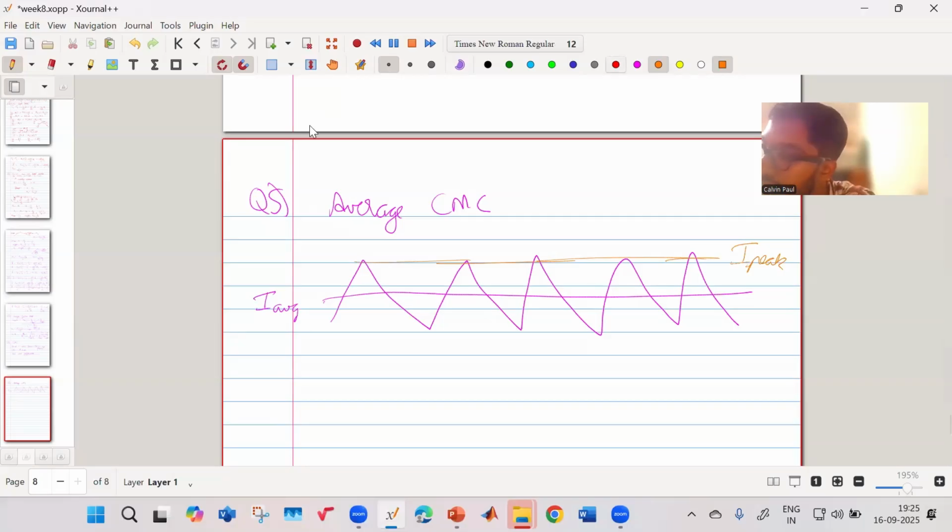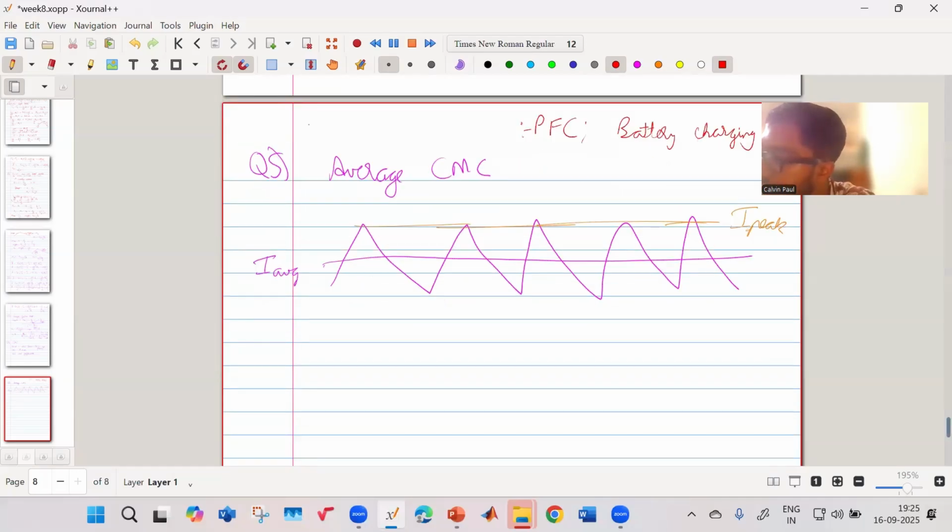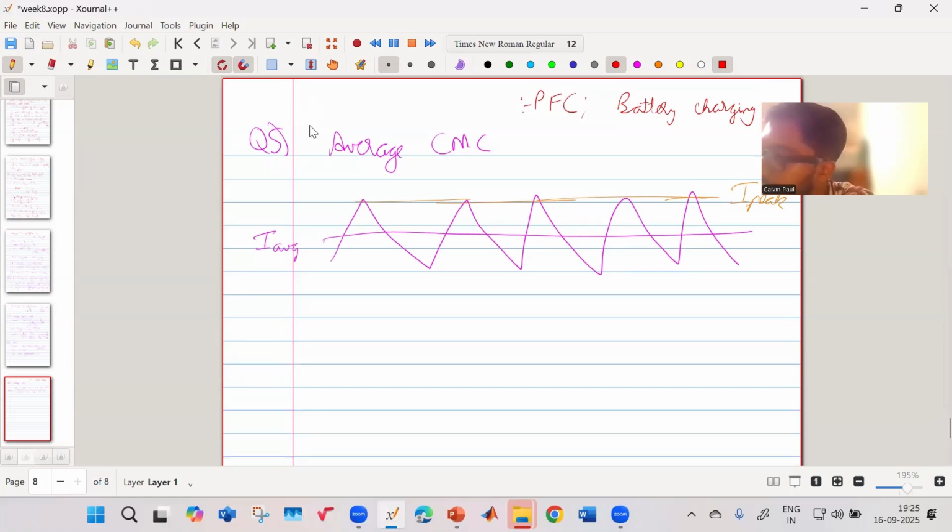Like if you have power factor correction circuits or battery charging circuits, you want to have specific control over the average value. In that case, you should not use peak current mode control. You have to use average current mode control. So what happens in average current mode control is this inductor current goes through a low pass filter. And that will filter out and give you your IL average sense.